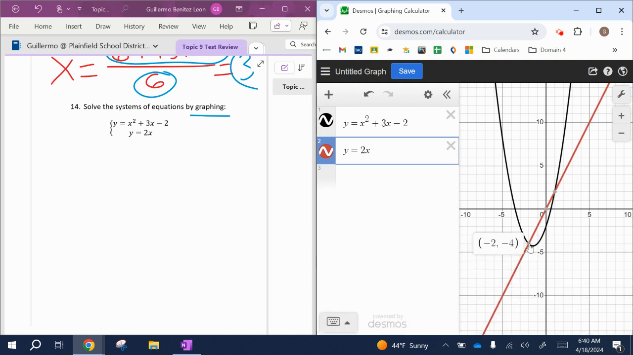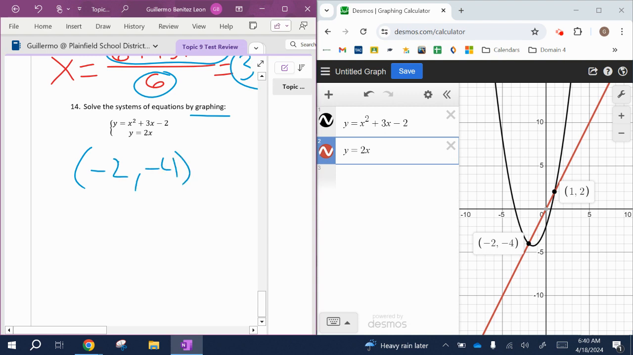Desmos does a really nice job because it points out the points for you. So that's where they cross, and then that's where they cross. So those are my two answers. That is where the red and black line touch. This is where the red and black line touch. So on here, I'm going to write -2, -4, and 1, 2.